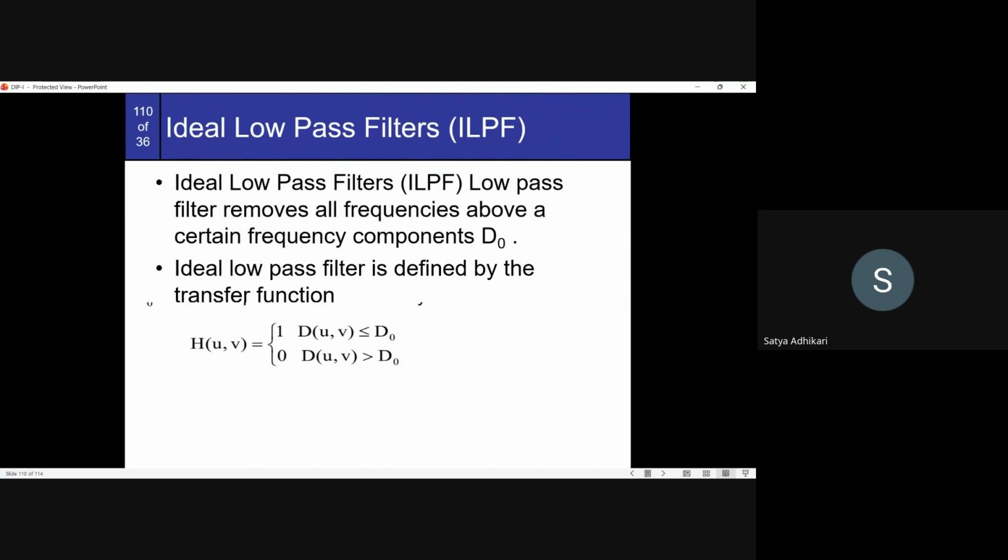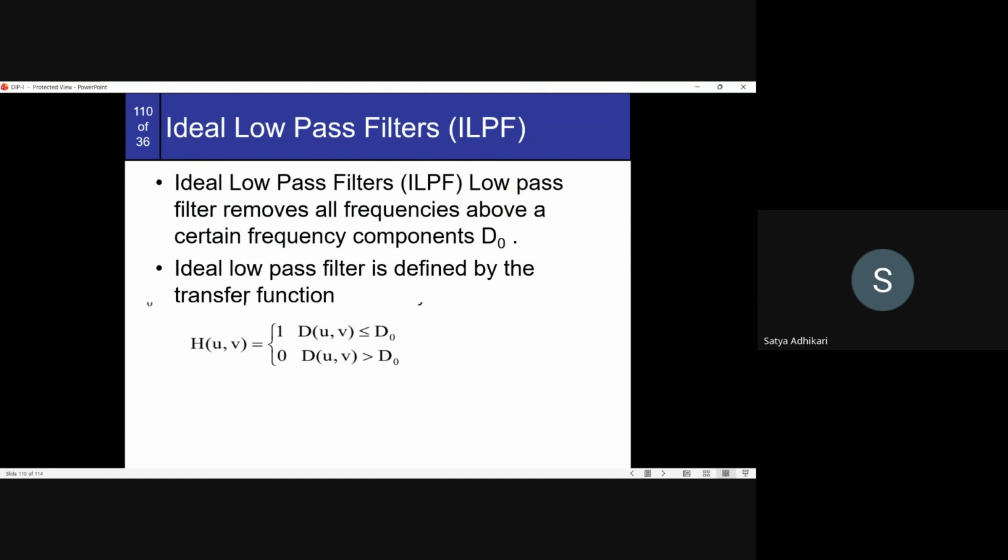Let us discuss the ideal low pass filter. It removes all frequencies above a certain frequency component D0. We know that the low pass filter only passes the low value signal and blocks the high level values. So how do you decide which is low frequency and high frequency? There is a particular value D0. If the frequency is less than D0, it passes. If the frequency is greater than D0, it blocks.